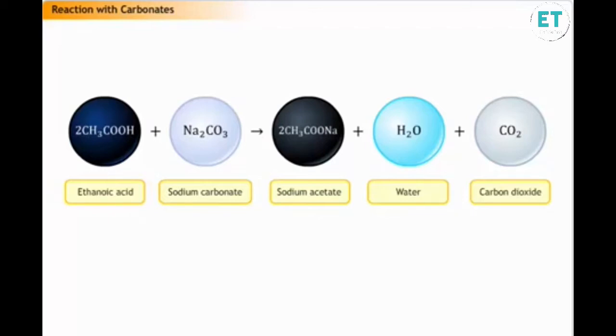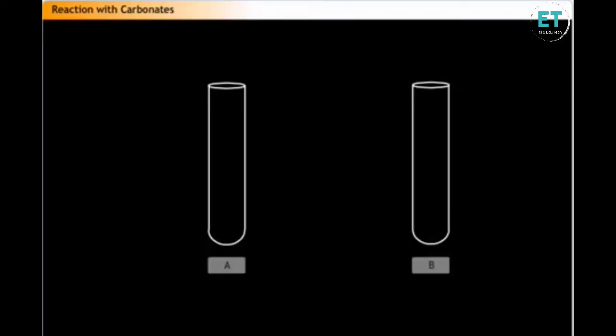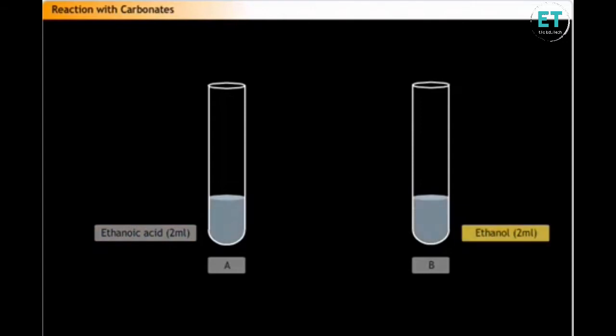Ethanoic acid reacts with weak bases like sodium carbonate or sodium bicarbonate to give sodium acetate and carbon dioxide. This is an important characteristic property which can be used to distinguish a carboxylic acid like ethanoic acid from an alcohol like ethanol. To demonstrate this property, let's perform an experiment. Take two test tubes and name them A and B. Then, take 2 ml of ethanoic acid in test tube A and 2 ml of ethanol in test tube B.